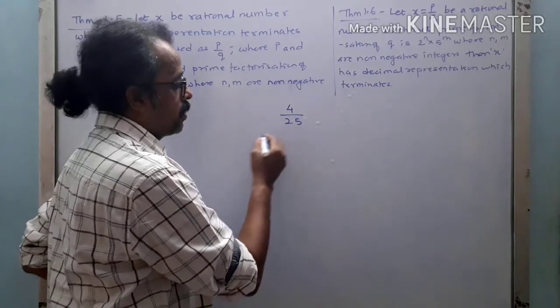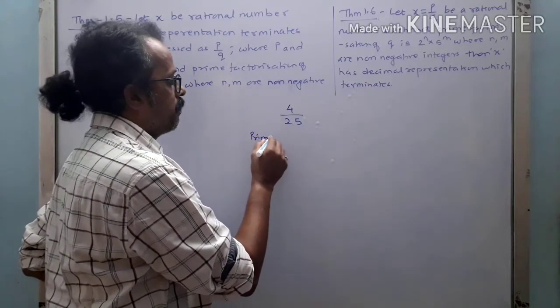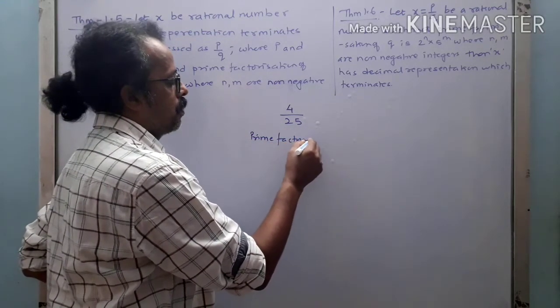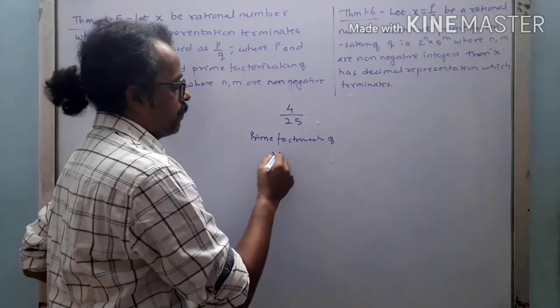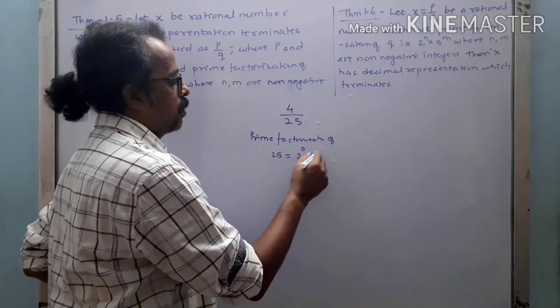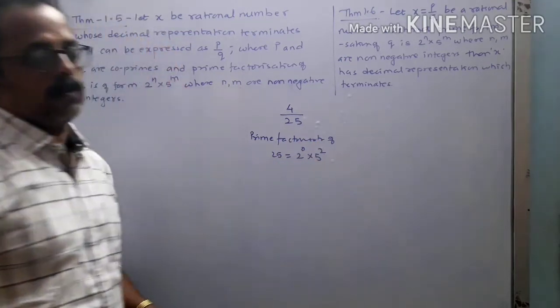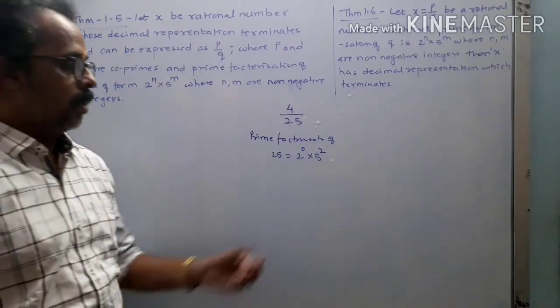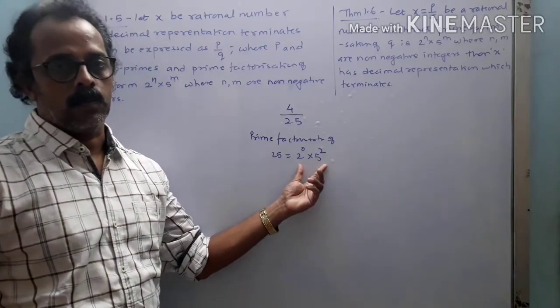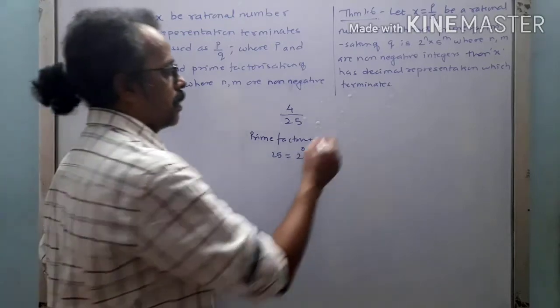But still we can say that the prime factorization of 25 is of the form 2 raised to 0 and 5 raised to 2. I hope you understood what I mean to say. You need to always express it in this form. Let us take another example.